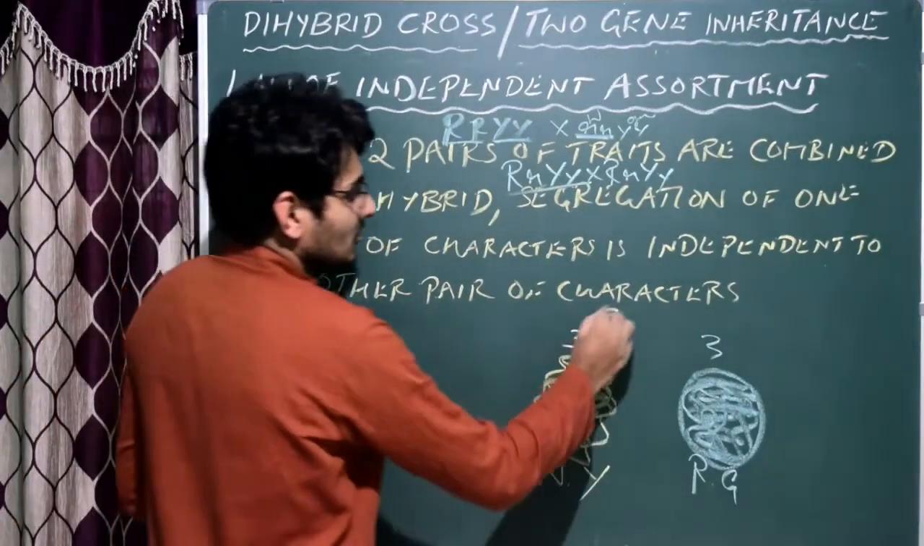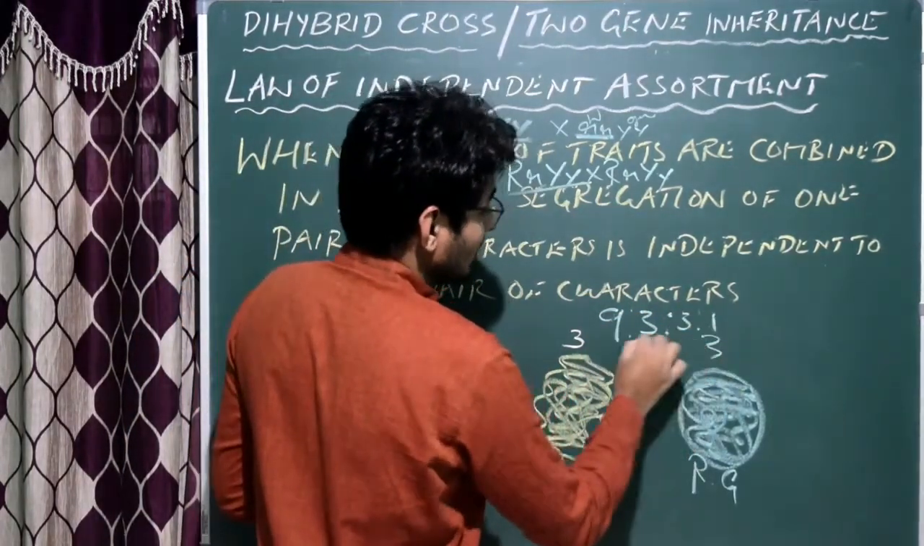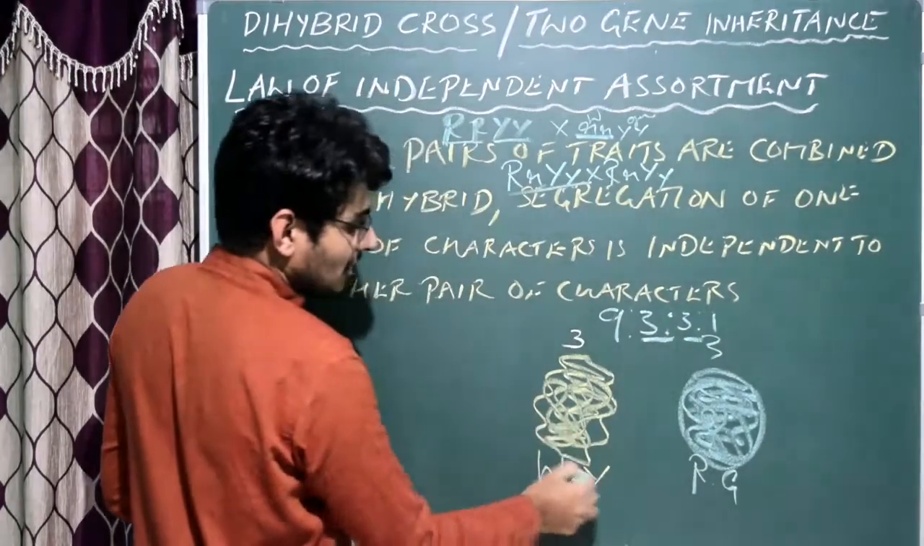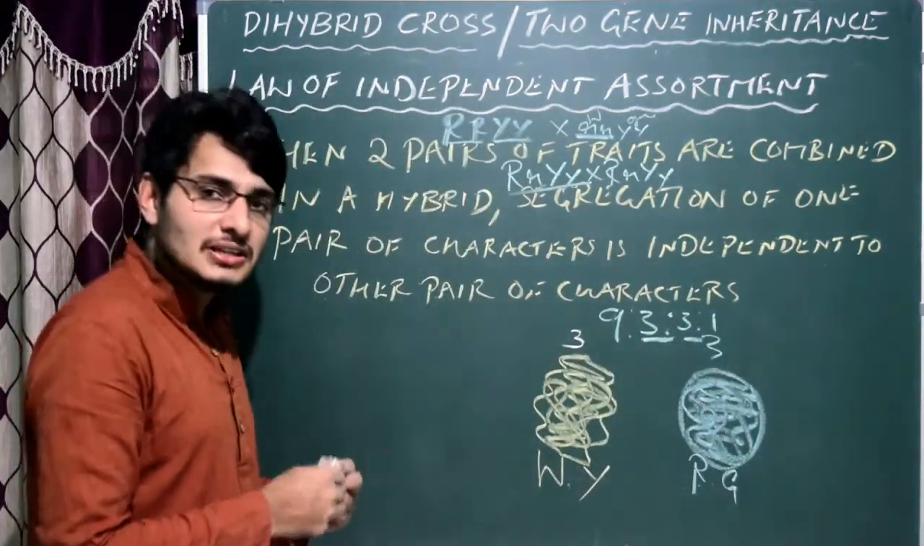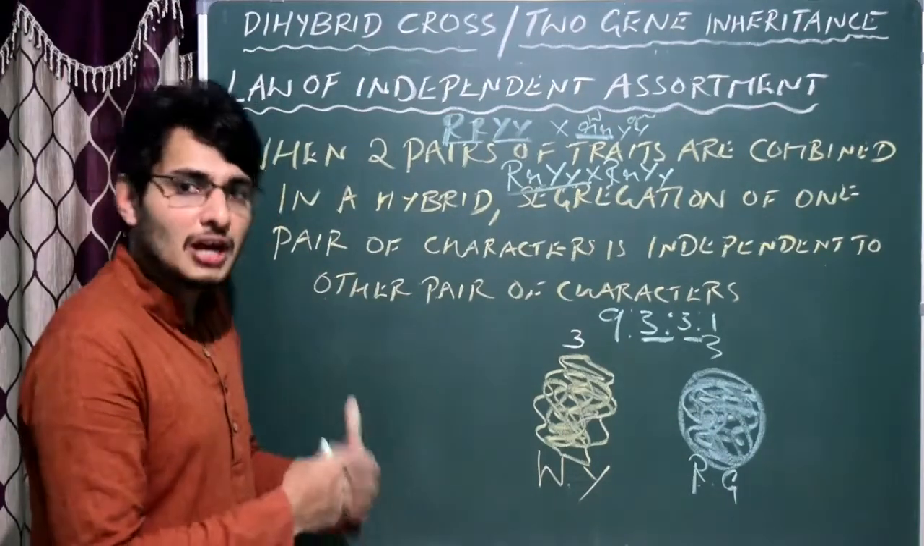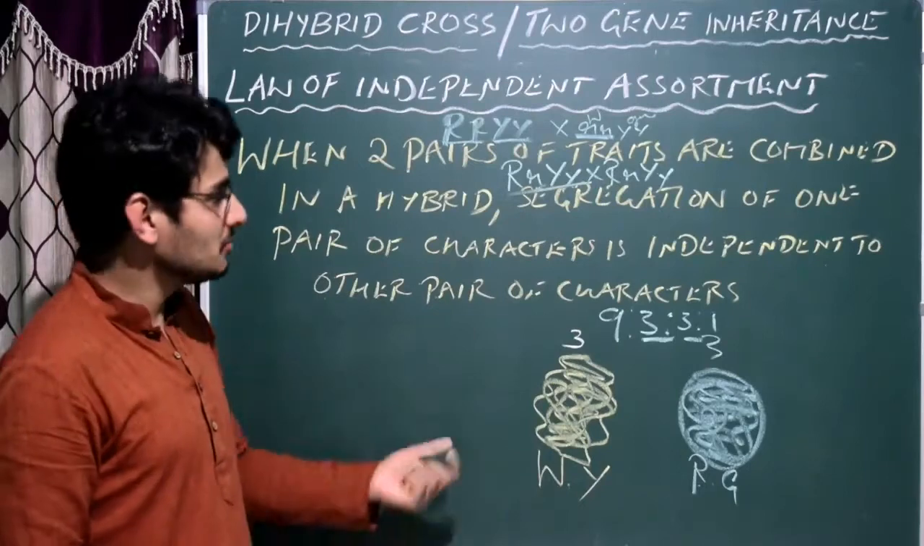That is 9:3:3:1. Here actually these two types are wrinkled yellow and round green seeded plants. Okay, it's a new combination, or new phenotype we got in the F2 generation. So that's all about it actually, it's very simple.